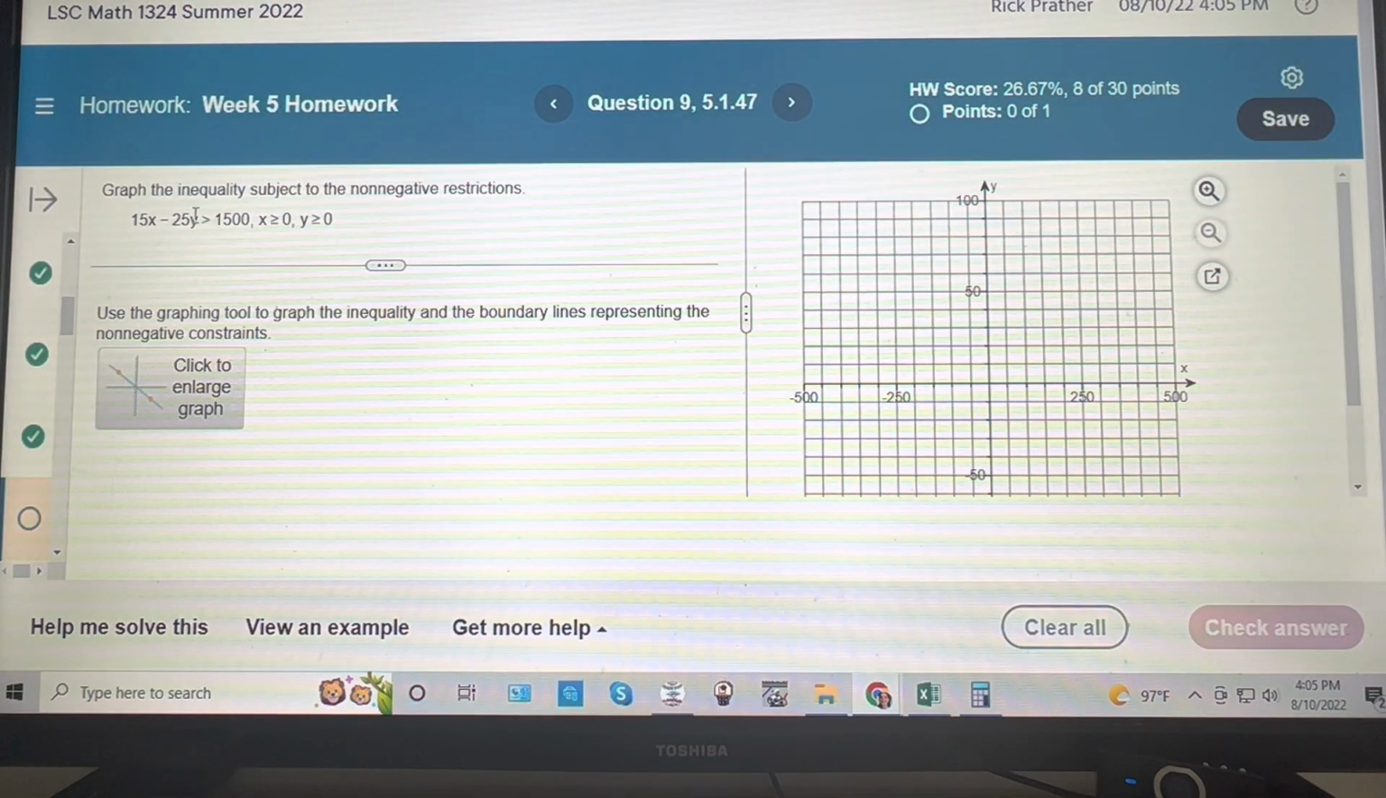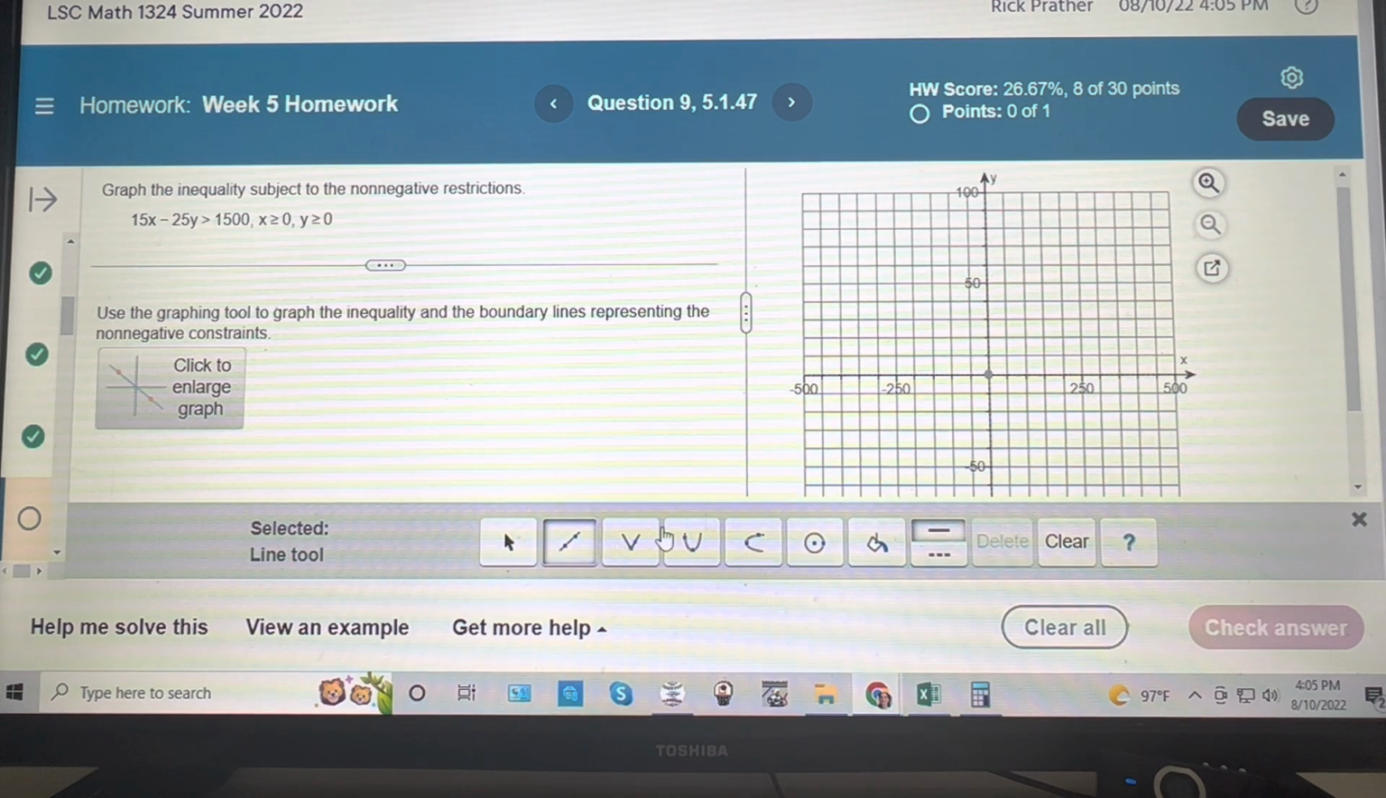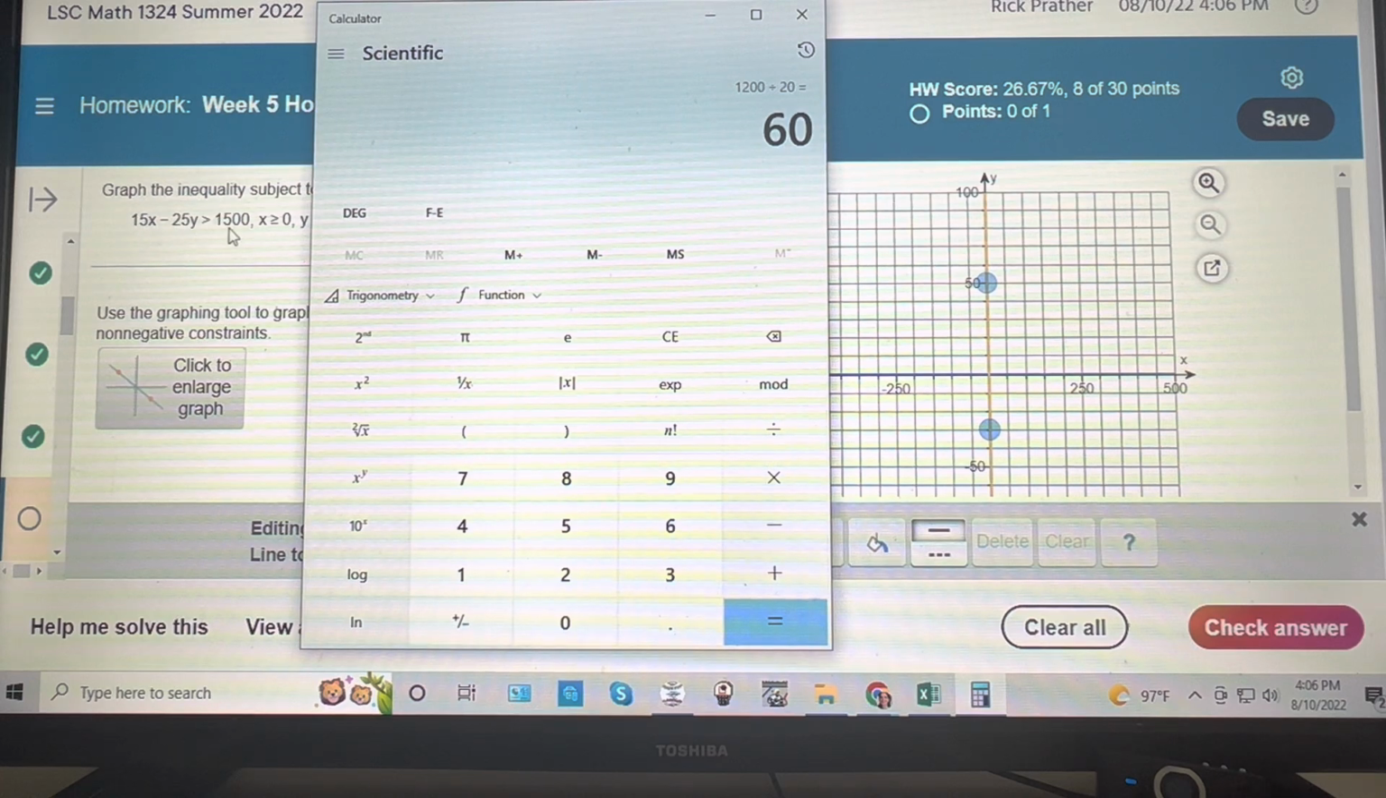Okay, now this one's greater than instead of less than or equal to, but they still have these two, so we're definitely in the first quadrant. So I'm going to do the x-axis and the y-axis. And we're going to stay up here only. Most of the problems will have this attached to them. So if I want to get the x-intercept, I plug 0 in for y. And then you would have 15x equals 1500. So x is 100, which is right there again.